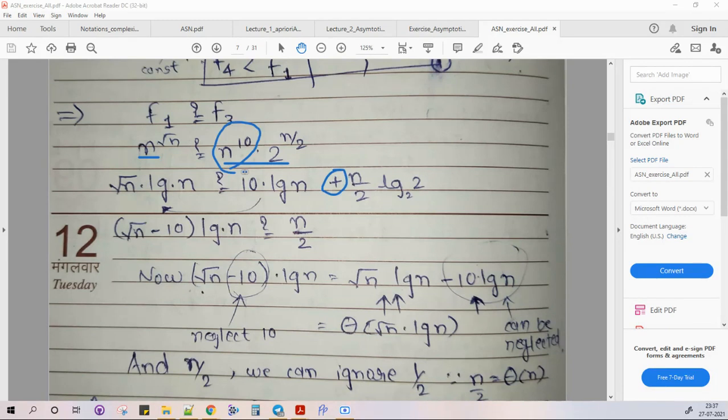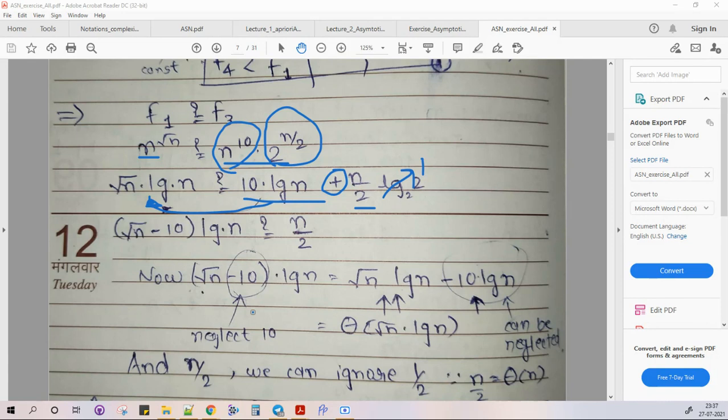If I take log of this, it would be 10 log n. If I take log of this, it would be n by 2 log 2. So n by 2 log 2, this is 1, right? Now I can take 10 log n here, and take the subtraction, minus. If I take root n minus 10, so root n minus 10 into log n, and on the right hand side I am having just n by 2.